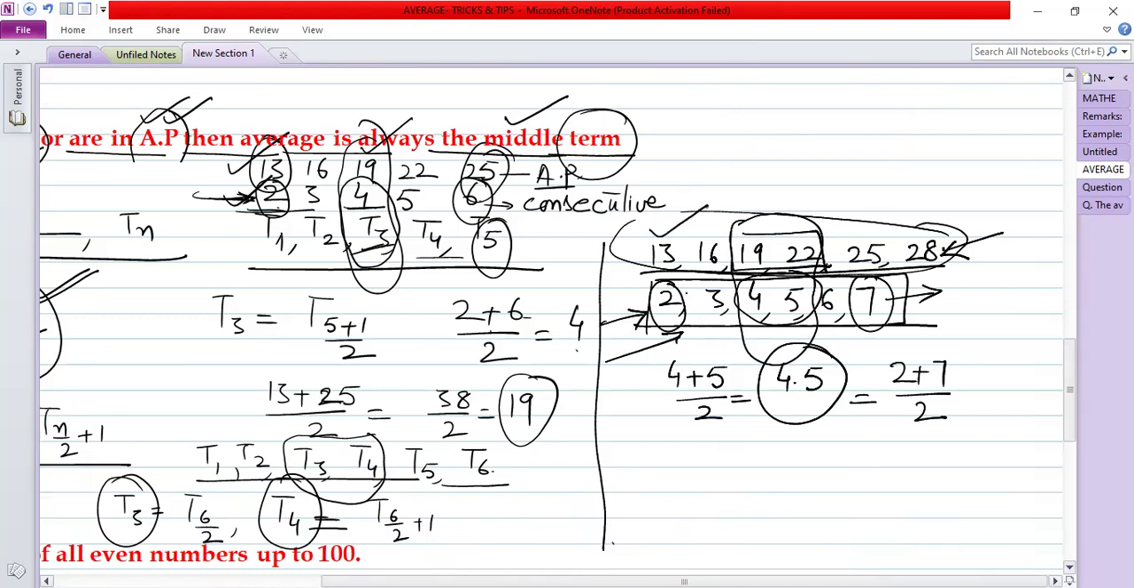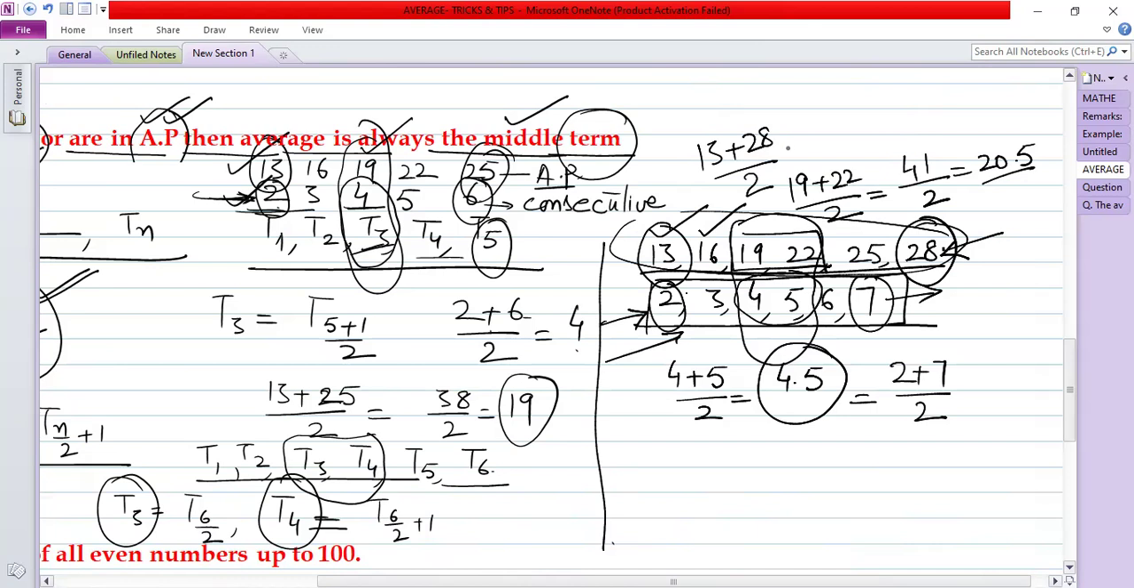Okay, and for the above one, the average will be nothing but 19 plus 22 divided by 2, which is 41 by 2, so it will be 20.5. Okay, and once again, this we can verify from the formula: first term 13 plus last term 28 divided by 2. So it will again give us 41 by 2, which is again 20.5.